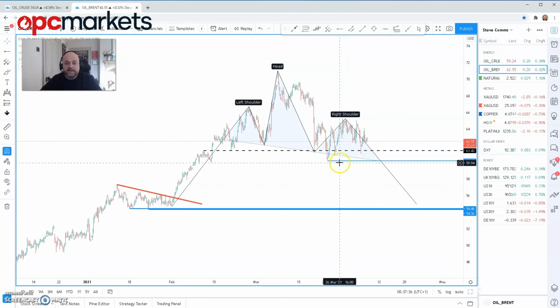So 60.19 is the line in the sand that I see on the technical side of things, a break below $60, and this could open up a move all the way back to around $54.50, $55.